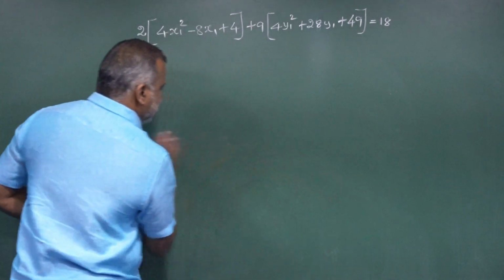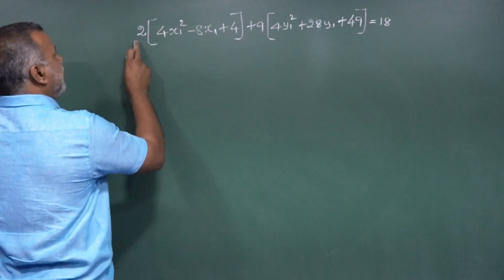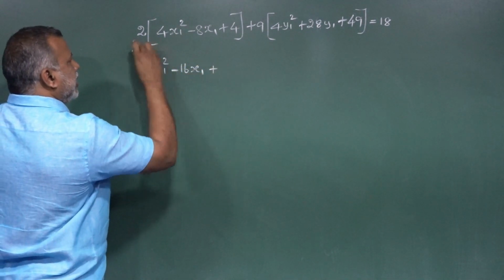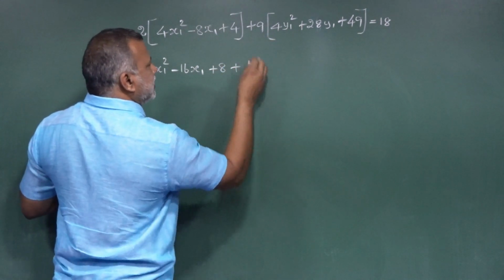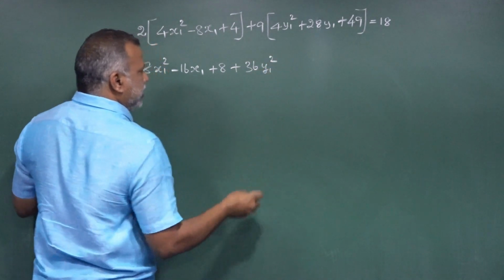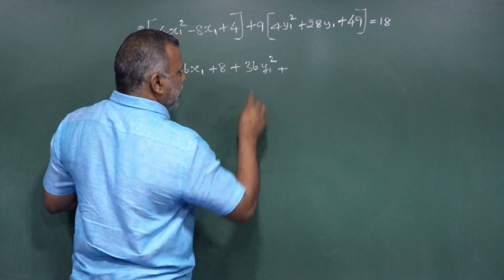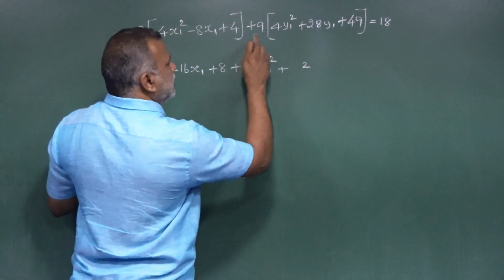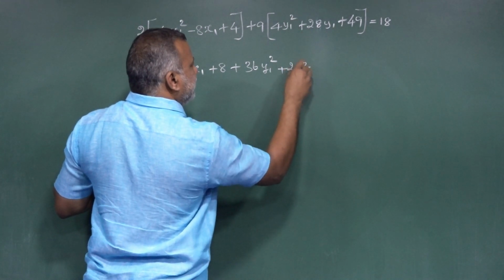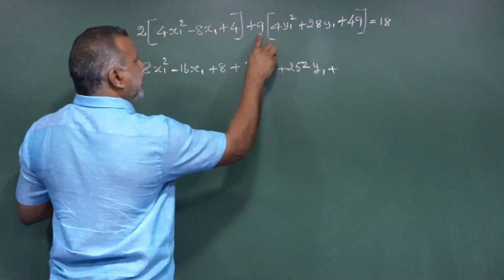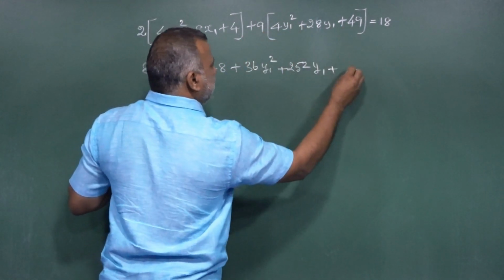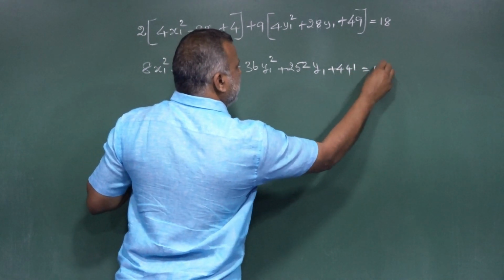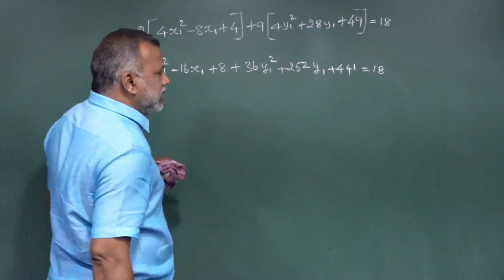Now we have to simplify this data. Just multiply inside. 4 2s are 8x1 squared. 8 into 2, 16x1. Again 4 2s are 8. 9 again multiplied with 4, 9 4s are 36y1 squared. Again 28 multiplied with 9: 8 into 9, 72, the remainder is 7, so we get 252y1. Then 49 again multiplied with 9: 9 into 9, 81, the remainder 8; 36, 44. So 441 equal to 18. So just multiply 2 inside, 9 inside.